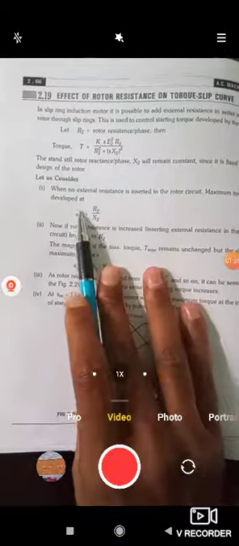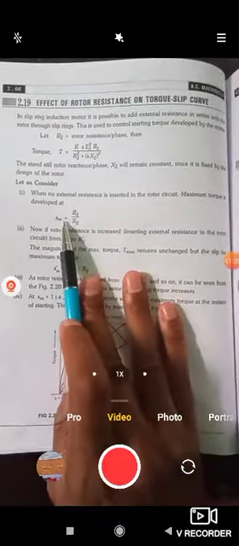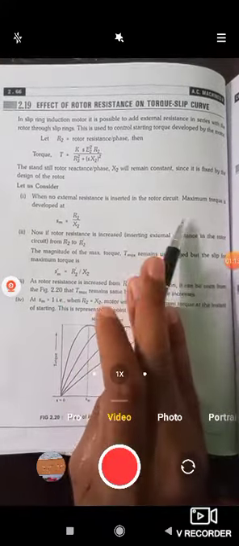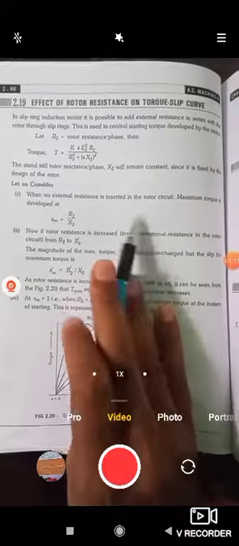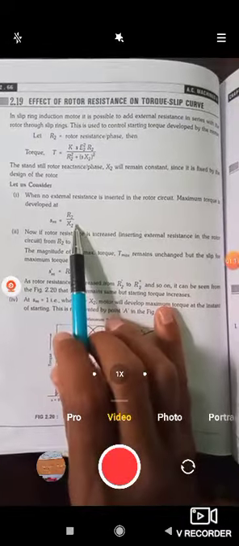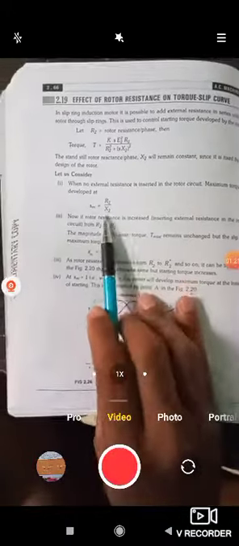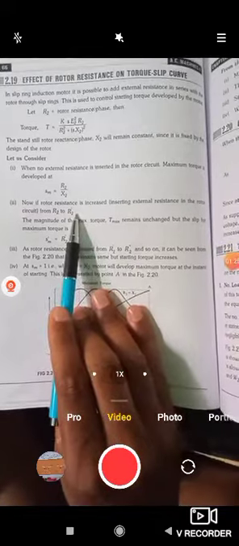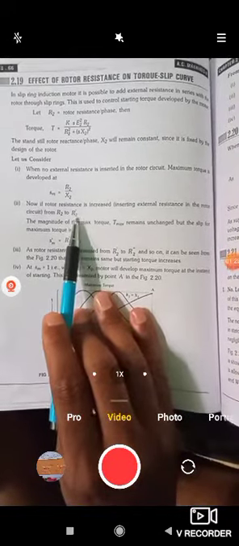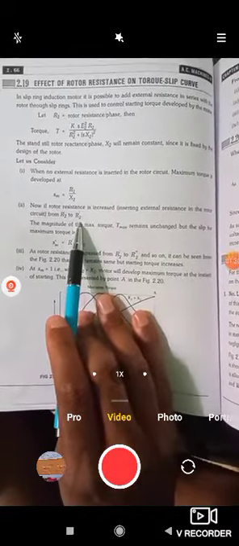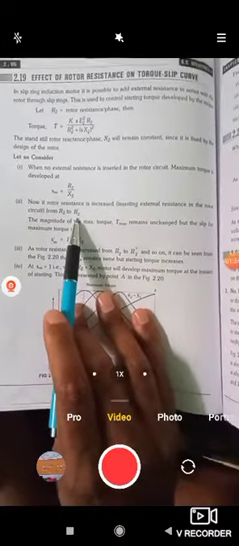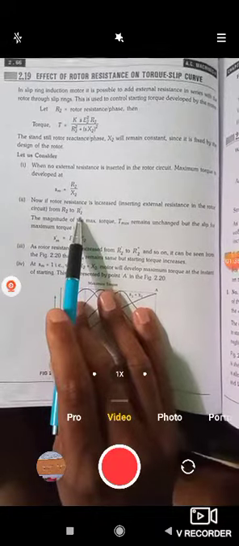First, let us consider the first case, that is, when no external resistance is inserted in the rotor circuit. Maximum torque is developed at slip equal to R2 by X2. This we know already. And in the second case, if you insert some resistance in the rotor circuit, then R2 will increase to R2 dash.